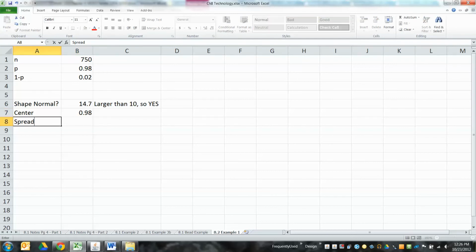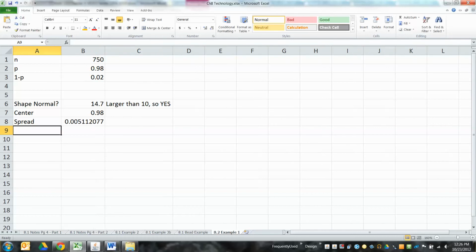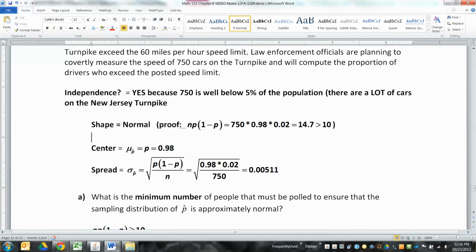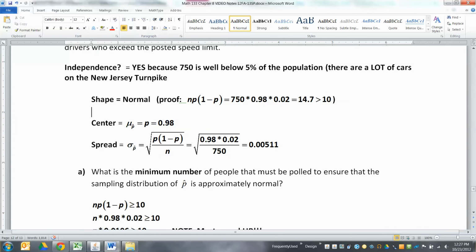Now the spread, that's much harder to come by. Type equal square root, and this is how you do it in a calculator too. And then you have to tell it P, which is 0.98, times 0.02 divided by N, which was 750. Enter. You get 0.005112 and some change. All right, so there's our shape, our center, and our spread. And that's what we put in right here. Shape, center, spread. When they want us to talk about the distribution, we're going to need to know those things, right? They didn't ask any of it yet, but we might as well.